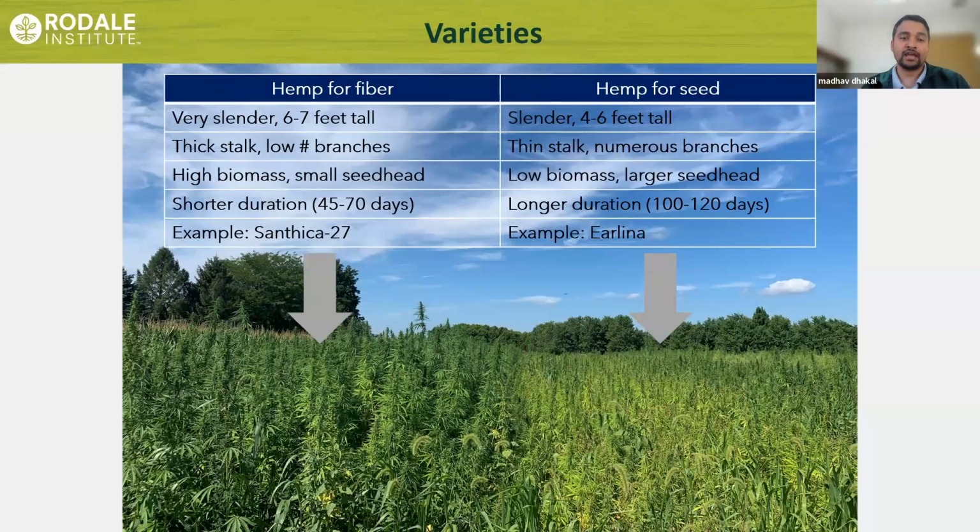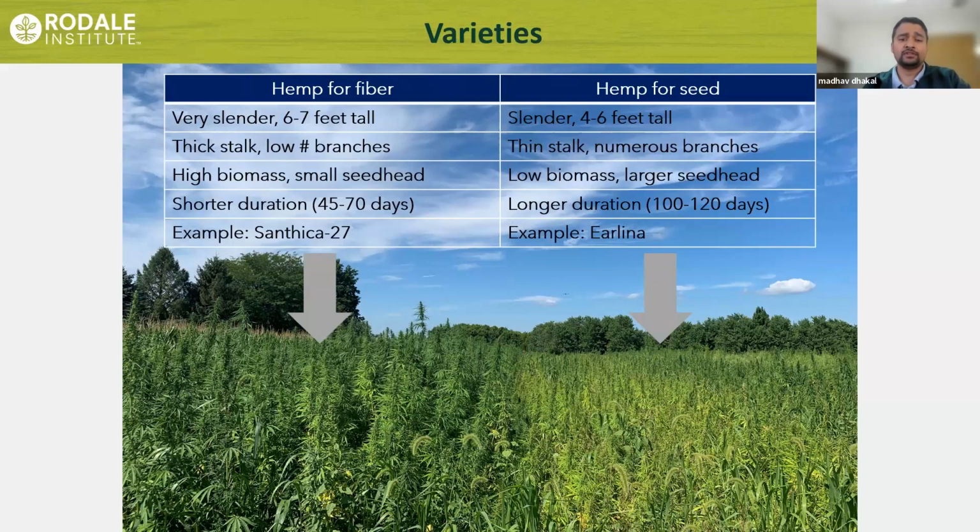Usually the fiber hemp varieties are shorter duration, whereas the seed hemp varieties are longer duration. Shorter duration means 45 to 70 days until the fiber is ready to harvest, whereas 100 to 120 days is required for the hemp seed to mature and be harvested.